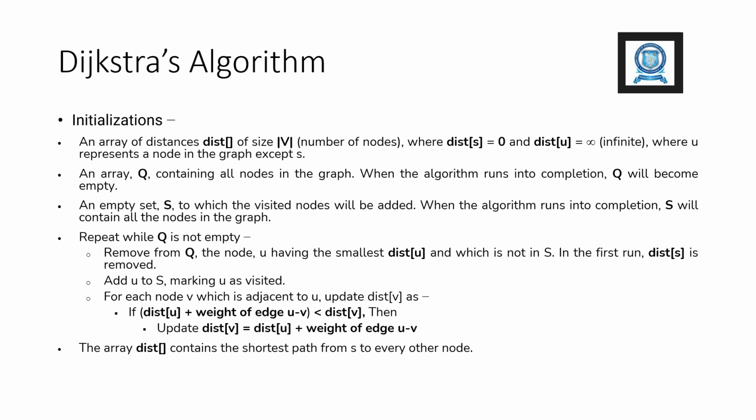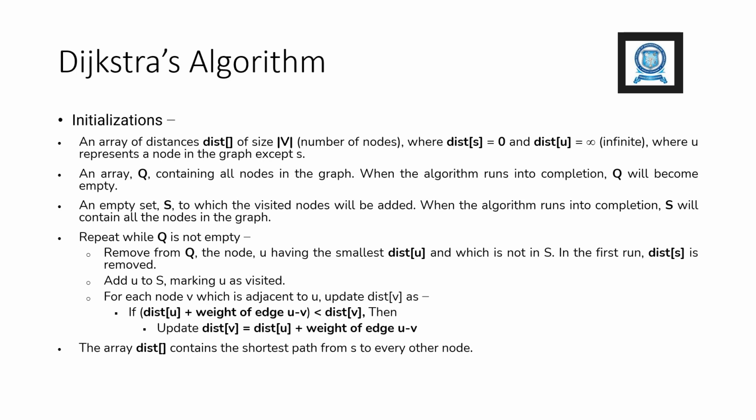An array Q containing all nodes in the graph. When the algorithm runs to completion, Q will become empty. An empty set S to which the visited nodes will be added. When the algorithm runs to completion, S will contain all the nodes in the graph. Repeat the algorithm while Q is not empty.